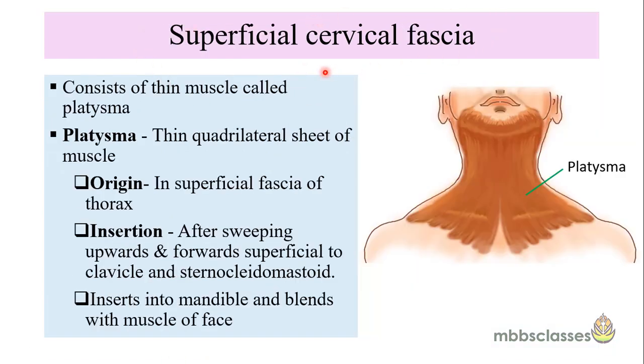Just beneath the superficial cervical fascia is a thin muscle called the platysma. As you can see in this diagram, the platysma is a thin quadrilateral sheet of muscle which originates from the superficial fascias of the thorax. Then it runs upwards to attach to the mandible, and it blends with the muscles of the face, and it runs superficial to the clavicle and the sternocleidomastoid. It is innervated by the cervical branch of the facial nerve.